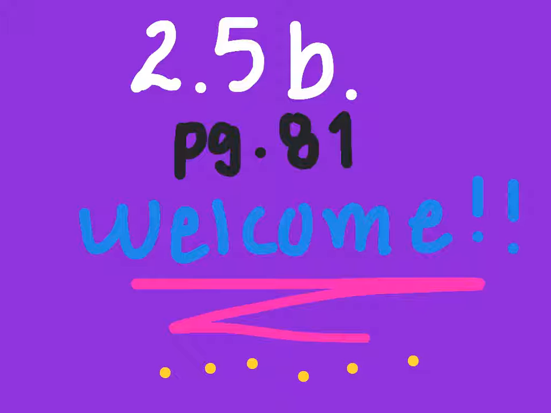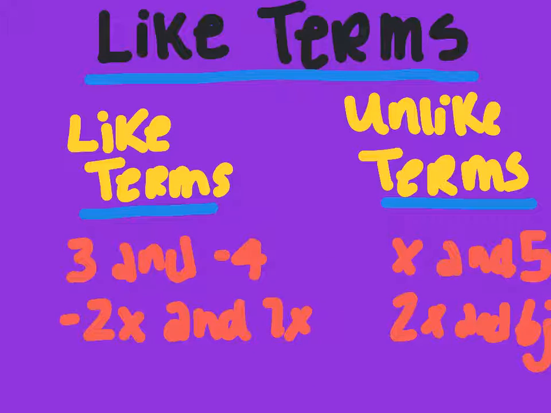Today we're going to be learning about algebraic expressions and like terms. That's lesson 2.5b in your books, page 81. Alright, let's get started. Parts of an algebraic expression are called terms. Like terms are terms that have the same variables raised to the same exponents. A term without a variable, such as 4, is called a constant. Constant terms are also like terms.